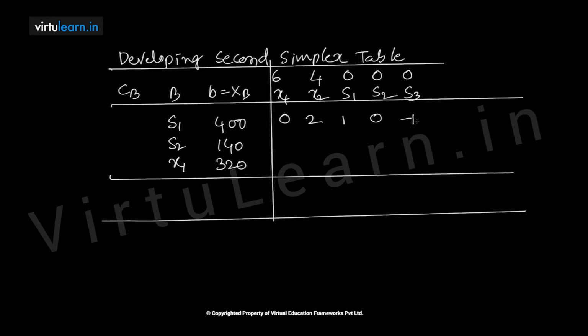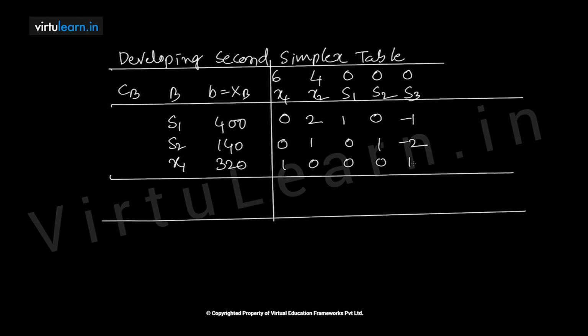These are the new row values which we have calculated. First, these are the first row values, these are the second row values. And we put the other one as it is: 1, 0, 0, 0, 1.